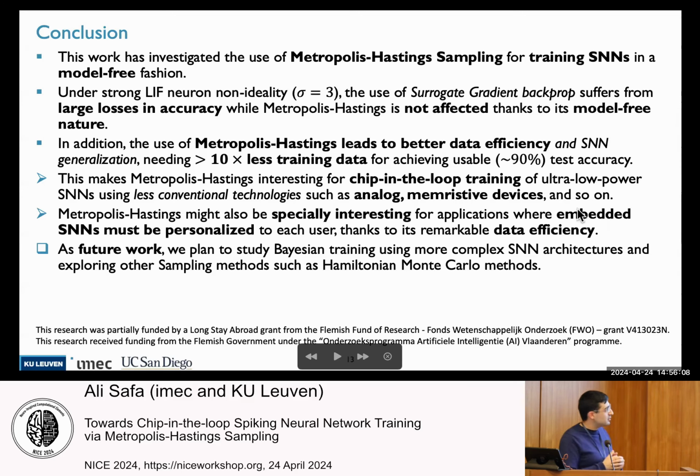This makes it quite interesting, for example, for the next generation of spiking neural network techniques that need to be personalized to different patients in a healthcare context, where you could reduce the number of data points needed to fine-tune your very efficient SNN hardware to each individual patient.